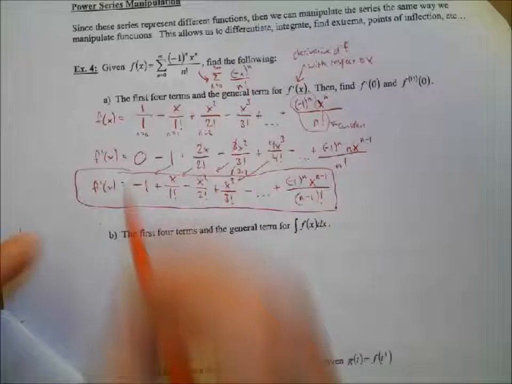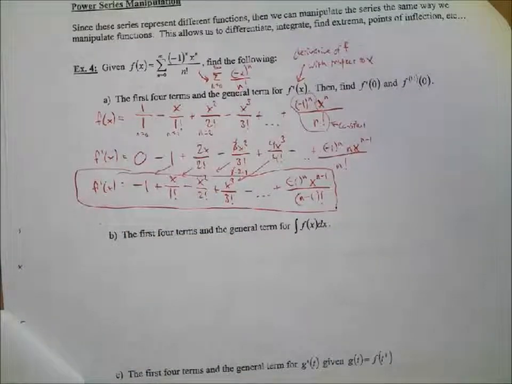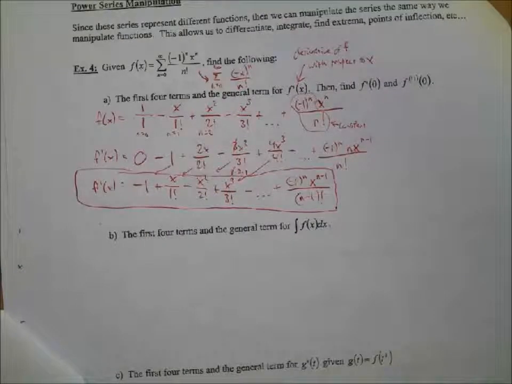So, questions on any of that? Questions on the steps there? We're all okay with that simplification of the factorials? Very important, or very helpful, that we can simplify those factorials like that. All right, no questions?